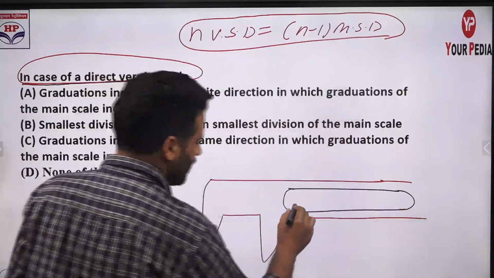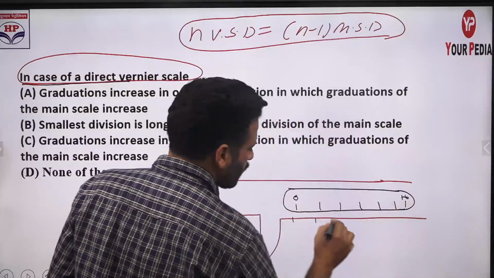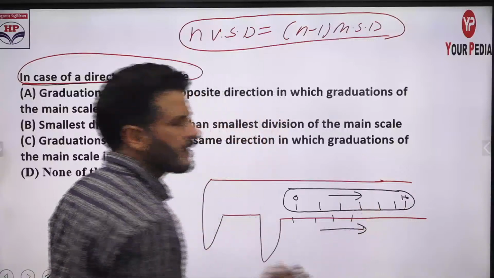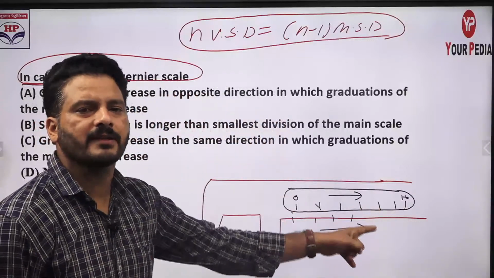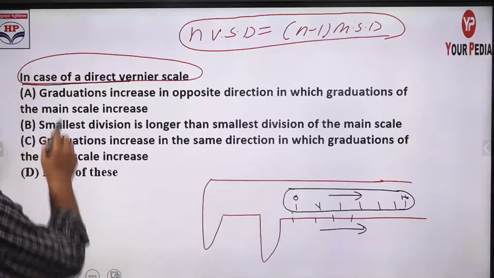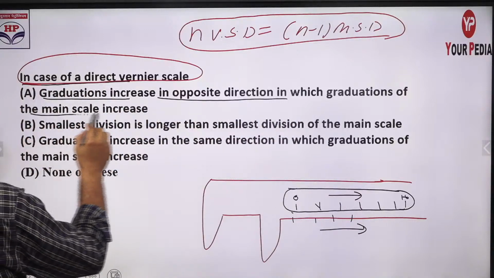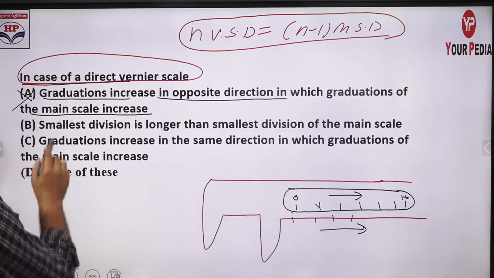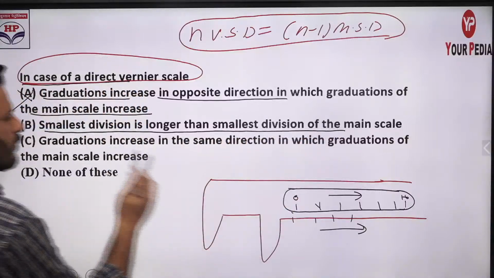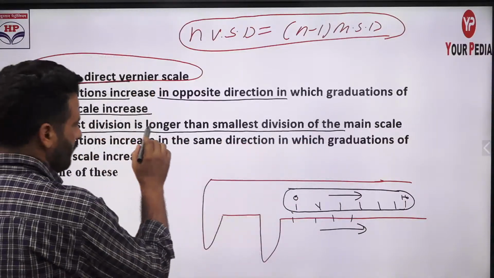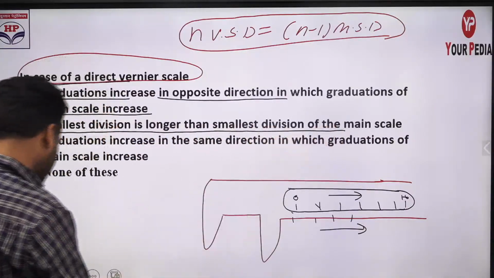The vernier here is 0, 1, 2, 3, 4. For example 10, here 0, 1, 2, in the same direction. The direction in which the readings are increasing on the main scale, if the readings on the vernier scale are increasing in the same direction, this is the case of the direct vernier. Graduations increasing in the opposite direction to the main scale is wrong. The smallest division being longer than the smallest division of the main scale is wrong again. The smallest division of the vernier being shorter than the smallest division of the main scale is also wrong.